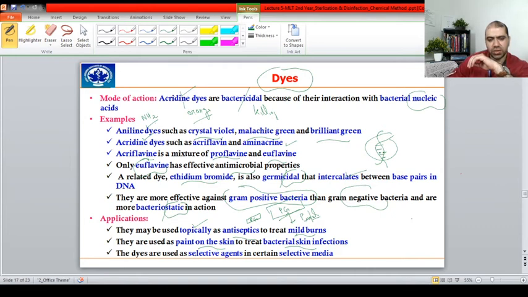The dyes are used as selective agents in certain selective media. For example, if you have got some samples from a forest, such as soil, it contains different kinds of microbes. Let us consider there are different kinds of microbes, and you want only this microbe to grow, so you need a selective media which can only grow this kind of strain. So these dyes are used in these kinds of selective media.